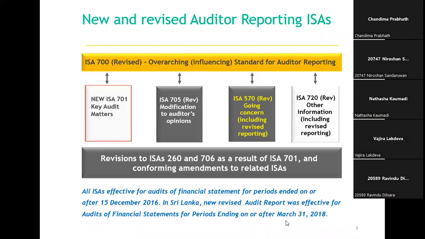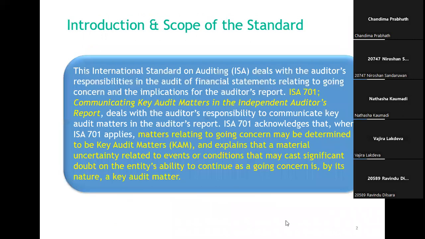Now, we have applied this revised standard and the new standard ISA 701 for at least 5 years, right? So if you go back to this, what it says is ISA 701, communicating key audit matters in the independent auditor's report, deals with the auditor's responsibility to communicate key audit matters in the auditor's report. What is ISA 701? Communicating key audit matters in the independent auditor's report, which means in the listed company's auditor's report, right?